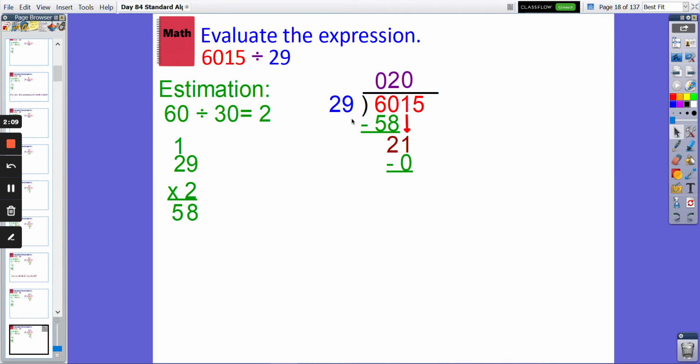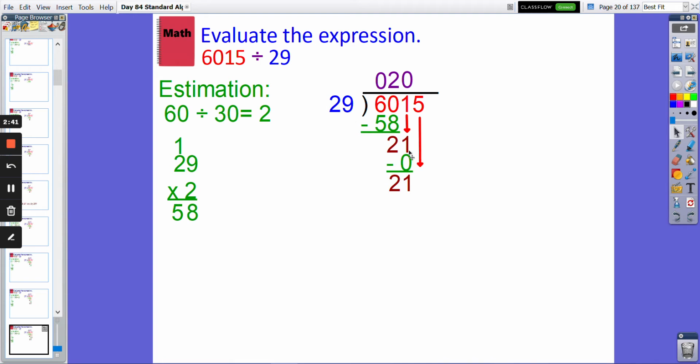0 times 29 is 0, and now we have 21 left over, and then we bring down. A common mistake is to just bring the next number down here without putting our 0. When we get to this digit, because we still have more digits and we just brought that down, it can't be the remainder because we still have some digits left. And also, we can't just bring the next one down and go from there because we need our 0 here.